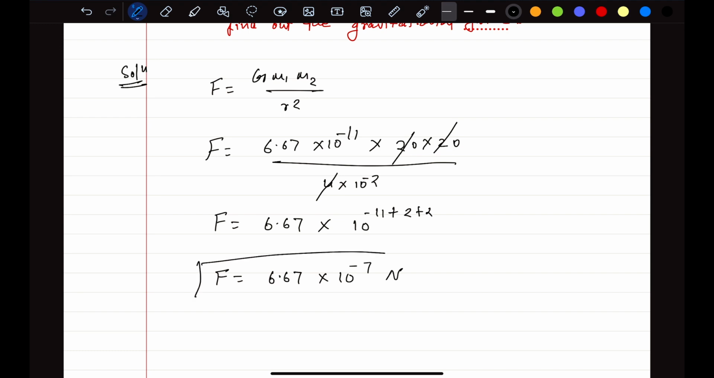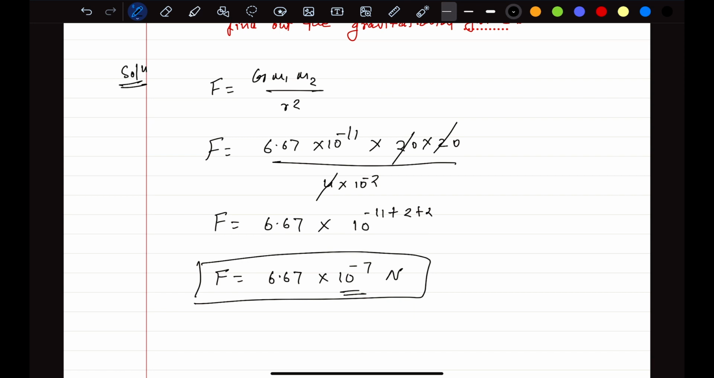Now see, this value is very small. That's why we cannot detect the gravitational force between 2 point masses very easily. We can experience the gravitational force due to the Earth, because the mass of the Earth is very large compared to the masses that we practically face. That's why we can experience the gravitational force of the Earth but not of other masses.